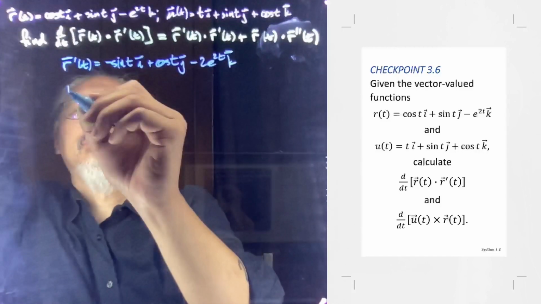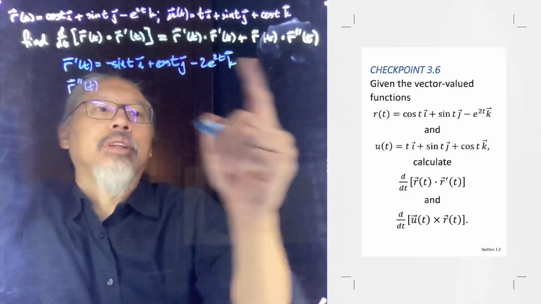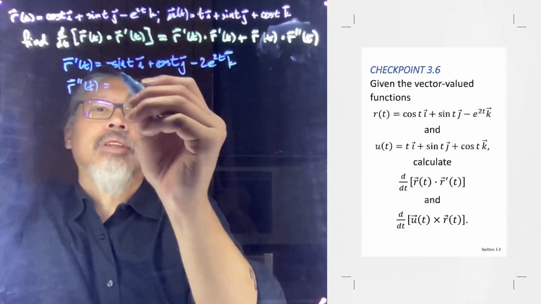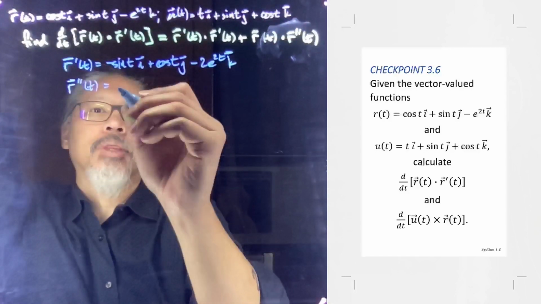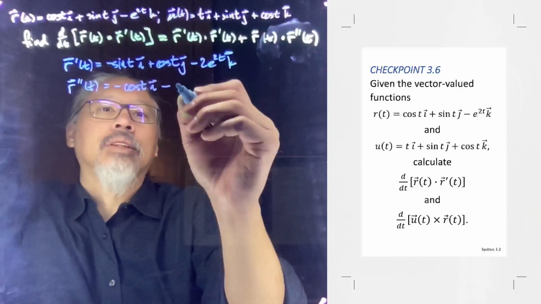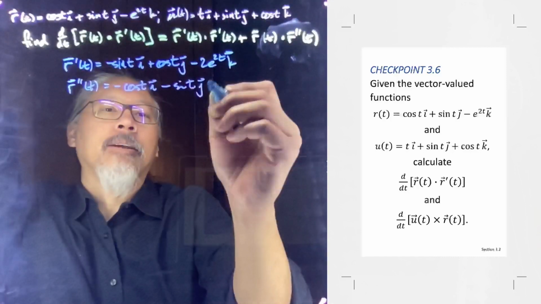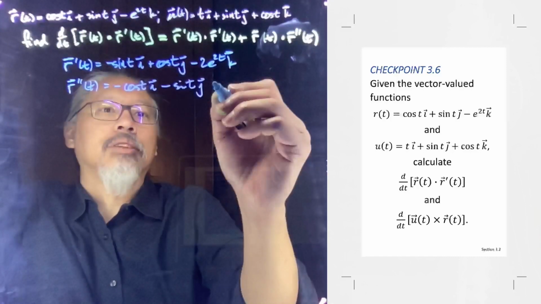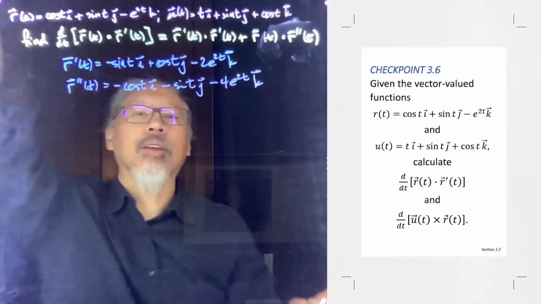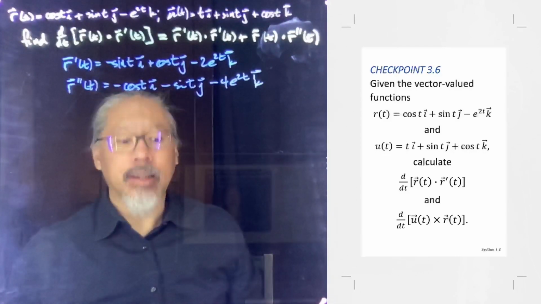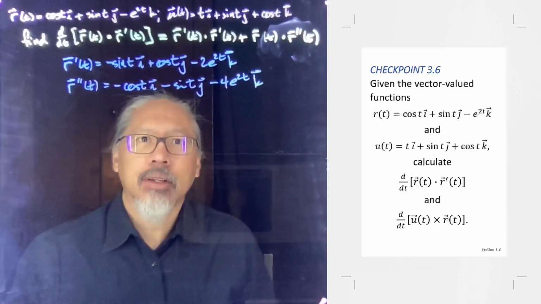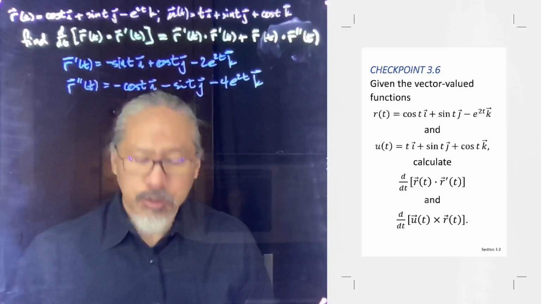Now our second derivative we'll need for this last term over here. So we need to take the derivative of this. The derivative of sine is cosine, but there's a negative in front. And derivative of cosine is negative sine. And then one more derivative here, that's going to give us a 4e to the 2t. Okay. All right, we're going to now take the dot product, and remember that the dot product gives you a scalar function, and so your result is not going to be a vector anymore.